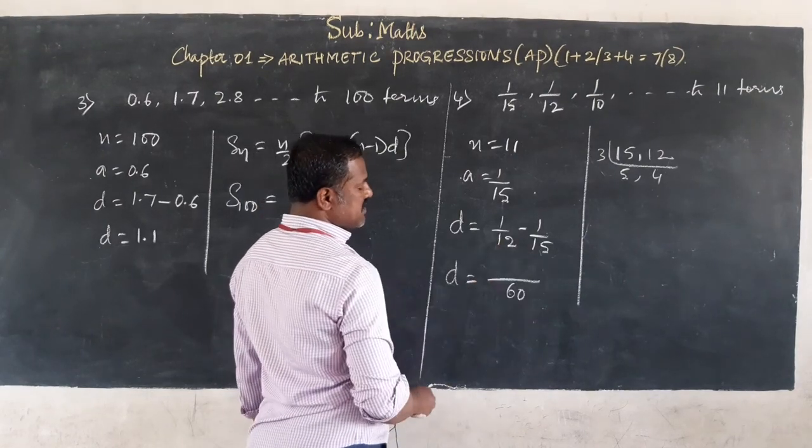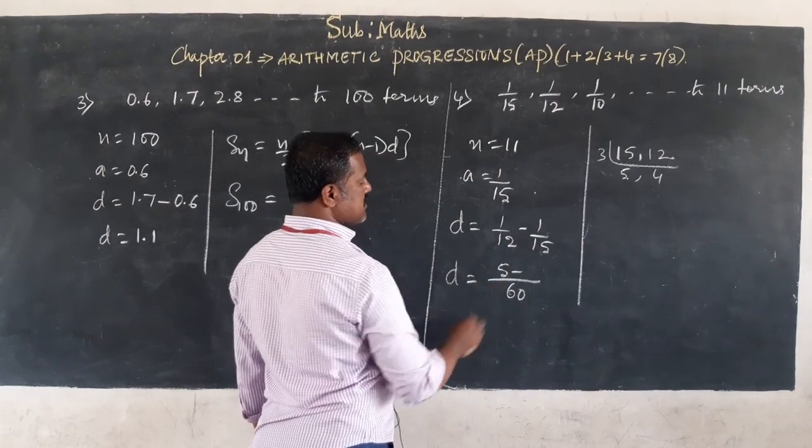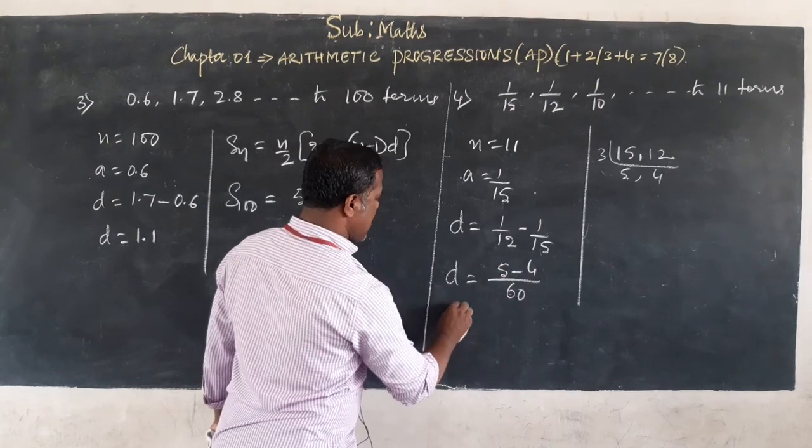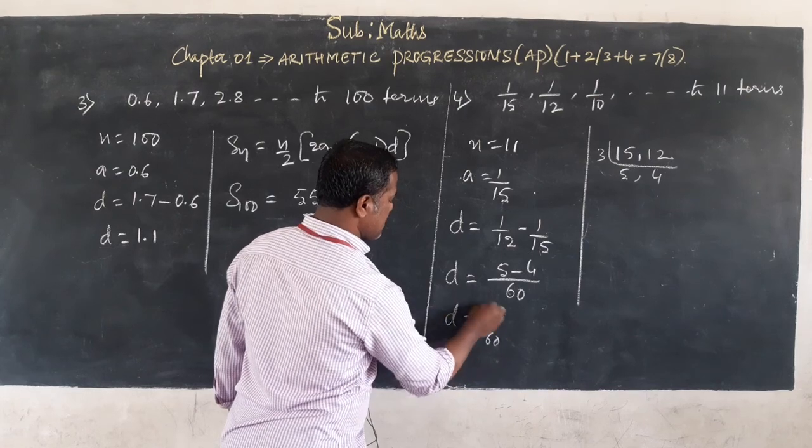12 5 is a 60. 5 1 is a 5. 15 4 is a 60. 4 1 is a 4. The value of D is 1/60.